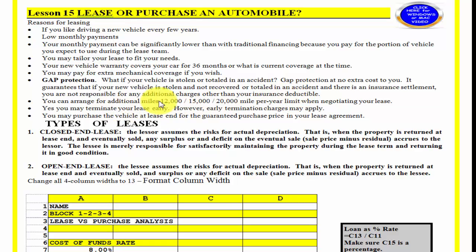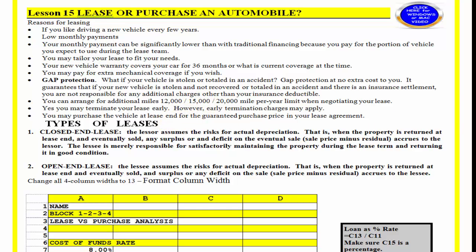Now, you have to arrange 12, 15, or 20 thousand miles. Depends upon you. This is what is determining if you should lease or not. Normally, people drive, let's say, 12,000 miles a year. If you drive over that, you probably should set this up in your lease at the very get-go, at the very beginning. Otherwise, you're going to have to pay a penalty afterwards.